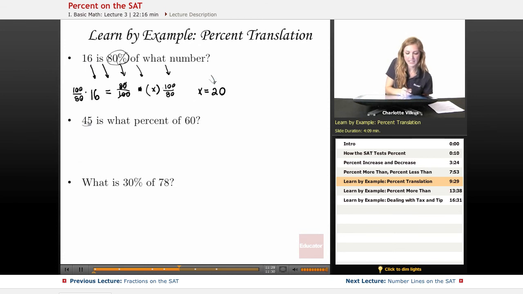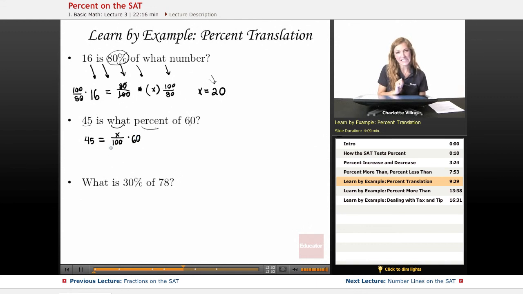So to go into the next one, here we have 45. We have "is" again, so we'll put an equal sign there. Here we want to know what percent. So x is our what, and percent always means that we take this number and put it over 100. So 45 is equal to x over 100 of 60. Of means multiply, and here we just put the 60 right in. So again, we have a very easy equation that we can just go ahead and solve.